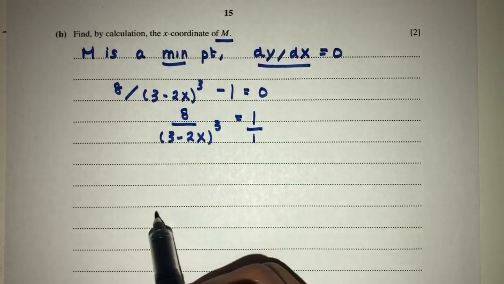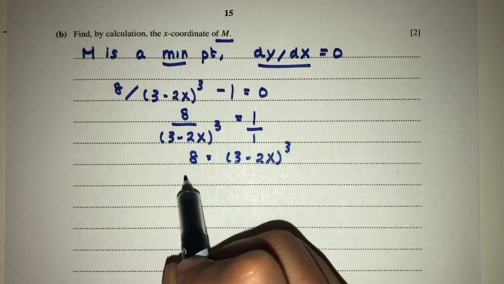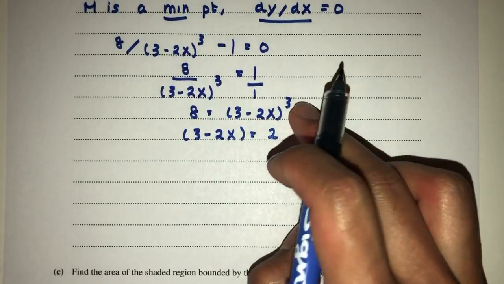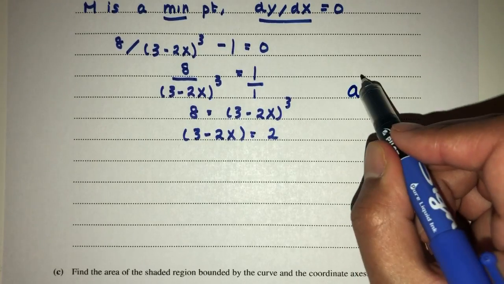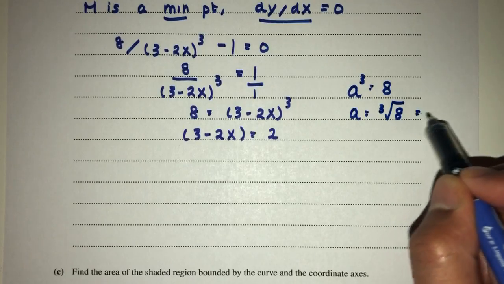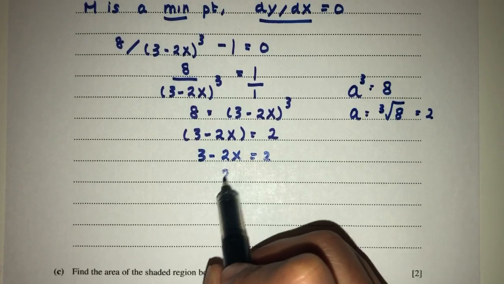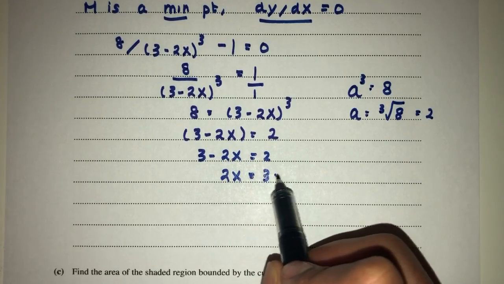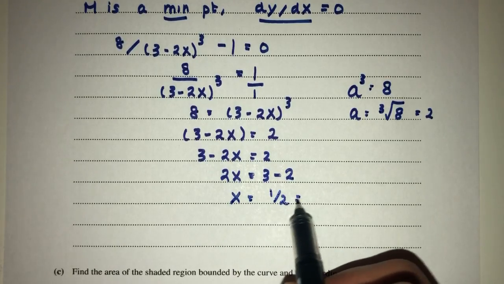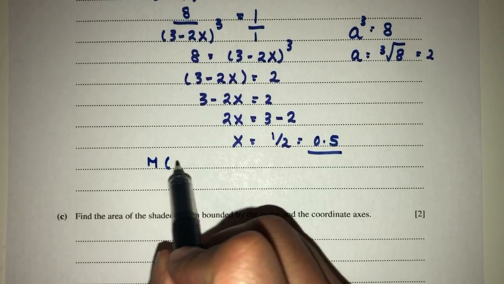So we can cross multiply. You will have 8 equal to (3 minus 2x) to the power 3. So 3 minus 2x will be 2, right? If you have a power 3 equal to 8, the base will be the cube root of 8, which is 2. So 3 minus 2x is 2. 2x will be 3 minus 2, and x will be 1 divided by 2. That will be 0.5. So the x value of M is 0.5.